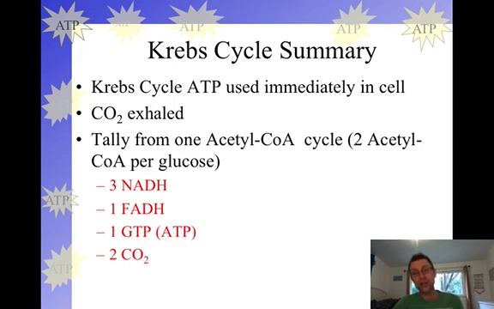So, summary of the Krebs cycle, it's pretty much what we just talked about. For each turn, and be mindful that the Krebs cycle will turn twice because we end up with 2 acetyl-CoA per glucose, we end up with 3 NADH, 1 FADH, 1 ATP, and 2 carbon dioxide.